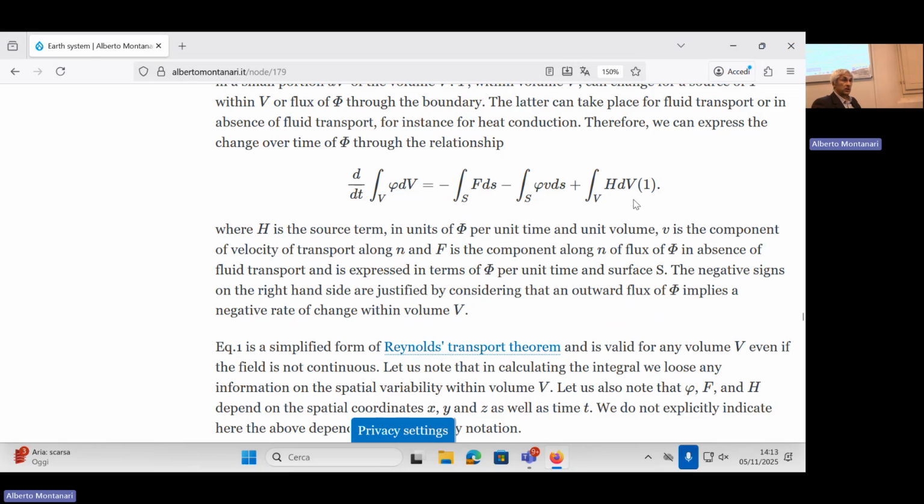Perfect. Now, what is the middle term? The middle term is the transport of matter through the surface associated to fluid movement. You see the velocity term here. But here, it's expressed in scalar form, which means that lowercase v is the component of velocity of transport along n. In other formulations that are expressed in vectorial form, it is written as a vectorial product.